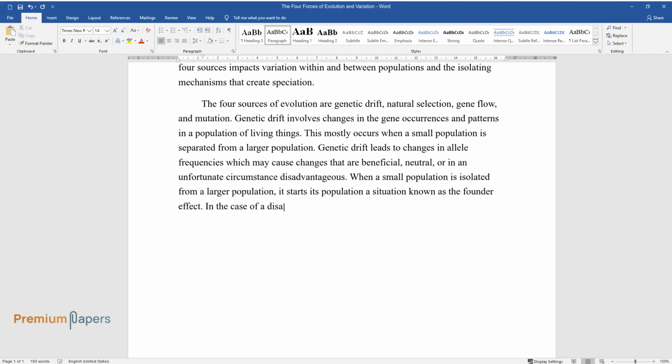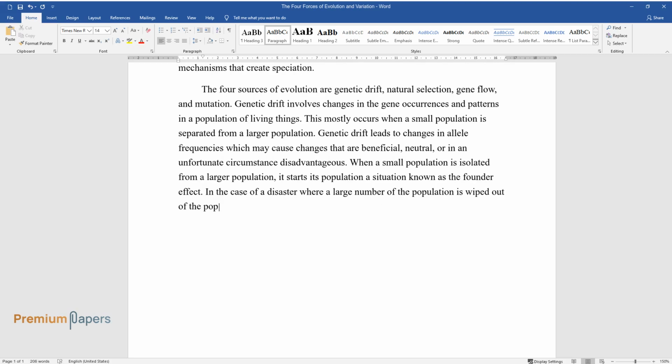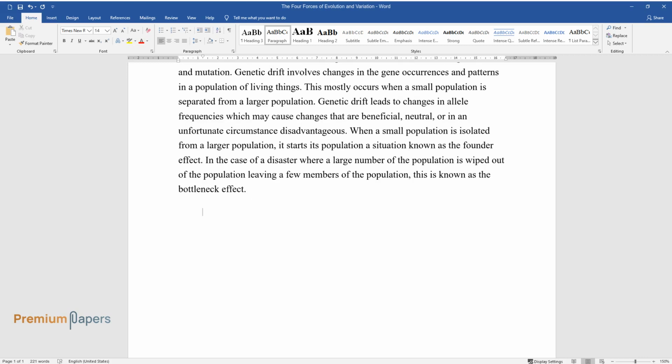When a small population is isolated from a larger population, it starts its own population, a situation known as the founder effect. In the case of a disaster where a large number of the population is wiped out, leaving a few members of the population, this is known as the bottleneck effect.